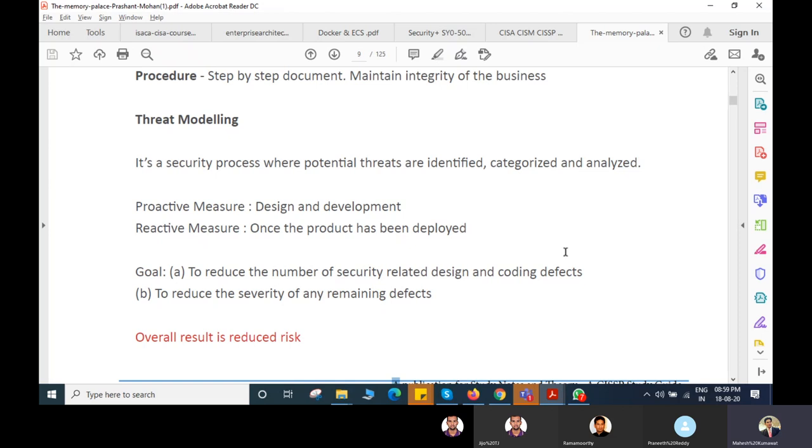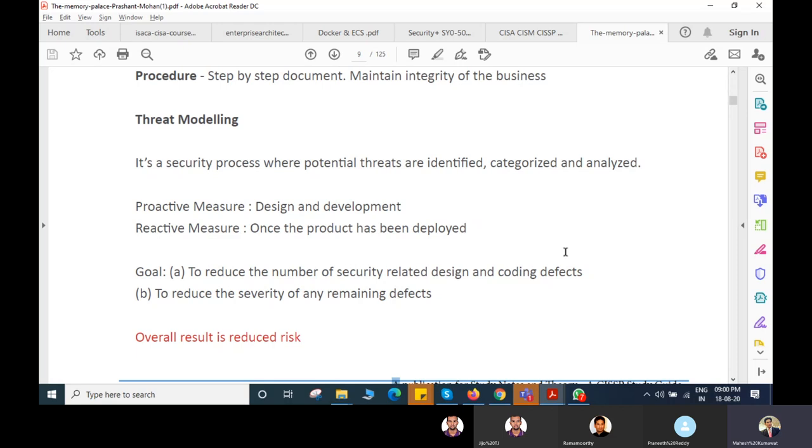Okay, the categorization I already suggested, which is more compromised and which has more business impact. Then you analyze what type of loss. If this is going to be compromised or damaged, then what type of loss will there be in the company? So in this threat modeling, you need to do two things: some proactive measures and some reactive measures.